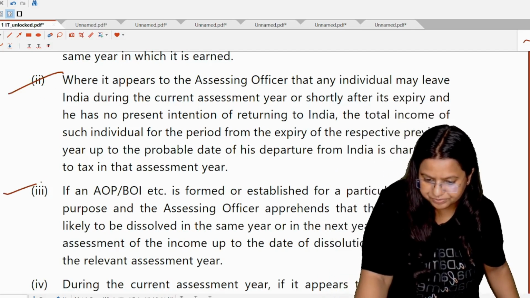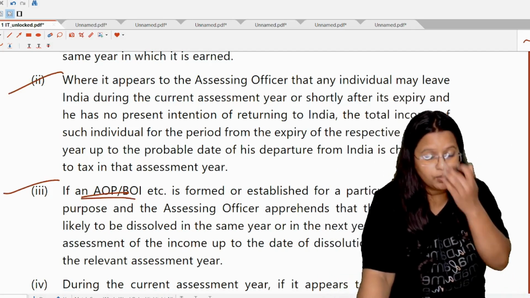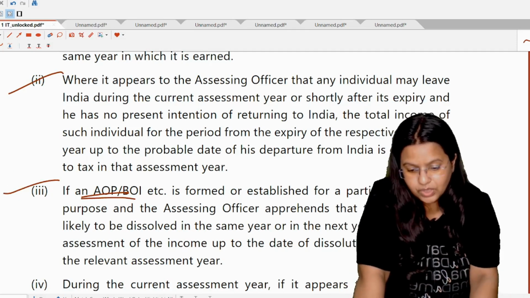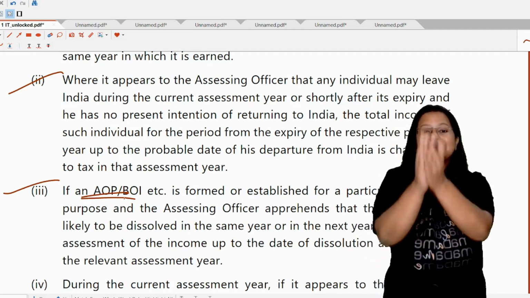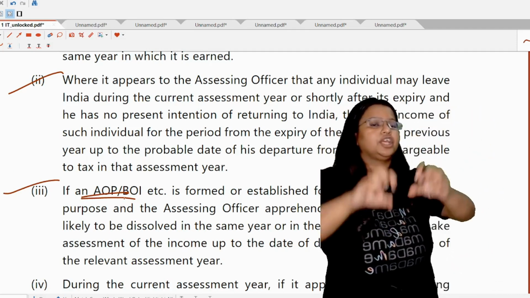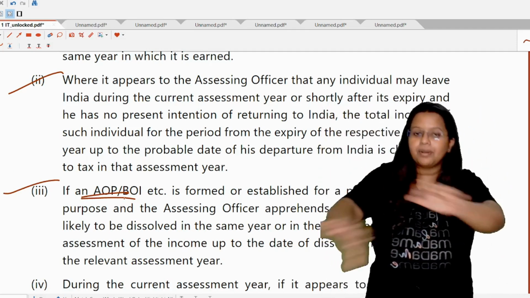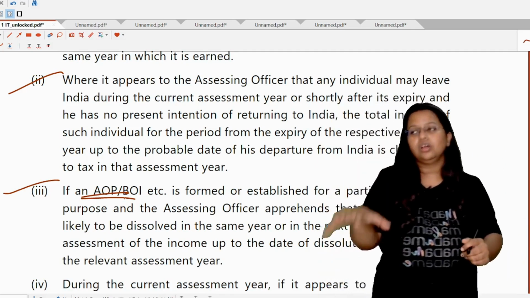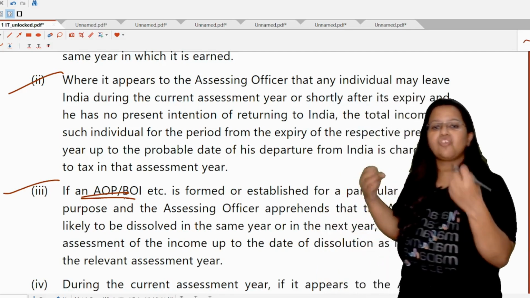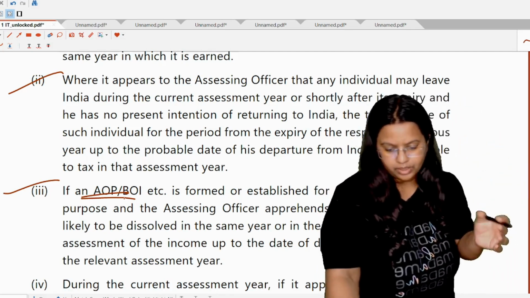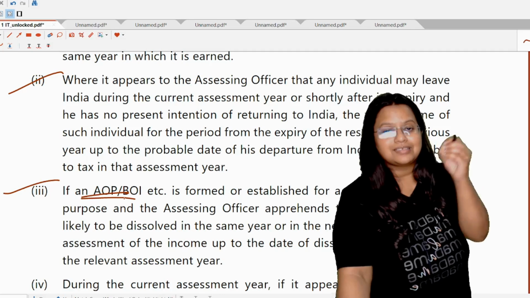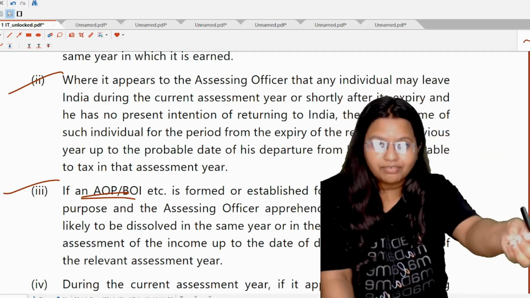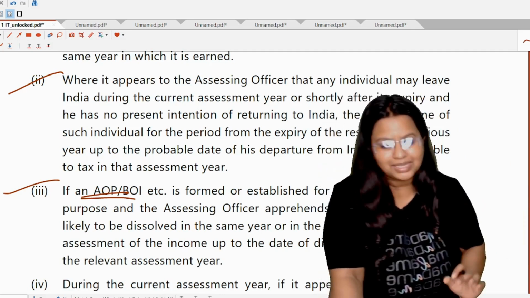Third point is, if an AOP or BOI, association of persons or body of individuals, is formed or established for a particular purpose or for a particular event, and that purpose or event has been completed, now they know that these persons are going to dissolve that AOP or BOI. So the assessing officer can make the assessment of that person in the previous year itself, that okay, as you are dissolving it, just pay the taxes to us.